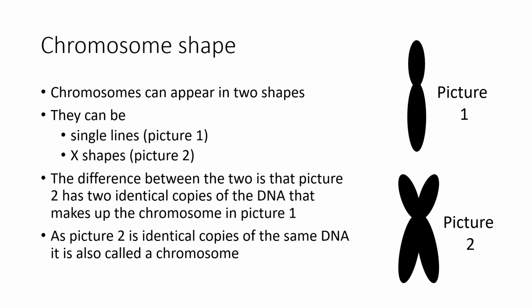Picture 1 is a chromosome. Picture 2 is the same chromosome, but it's just made an identical copy of itself. But it's all stuck together as one thing, hence we still refer to it as a chromosome. So picture 1 and picture 2 are exactly the same, except in picture 1, we have half the amount of DNA that we would find in picture 2. Picture 2 has twice as much DNA, but picture 1 and picture 2 still only show one chromosome.